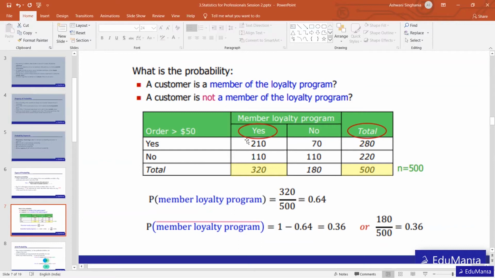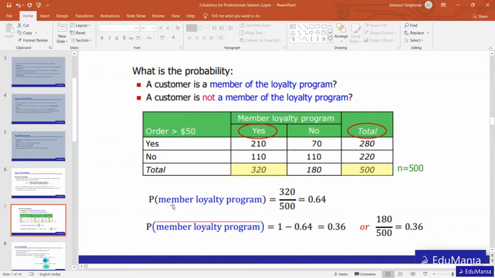So this is how the table represents that people who are under the loyalty program, yes, and order above $50, yes, are 210 in number, and those who are not under the loyalty program and order above 50 are 70 in number. In the same way, for the others, for example, those who do not order more than 50 but are under loyalty programs are 110. So this way we can use this data to calculate probability.